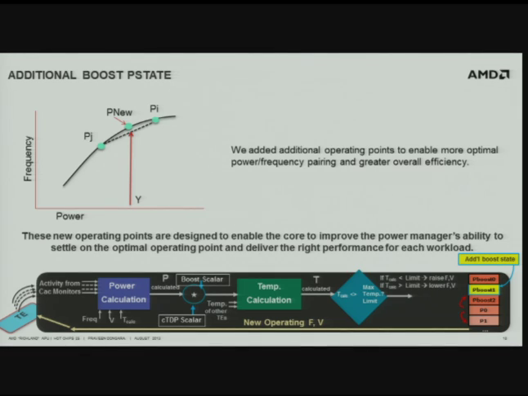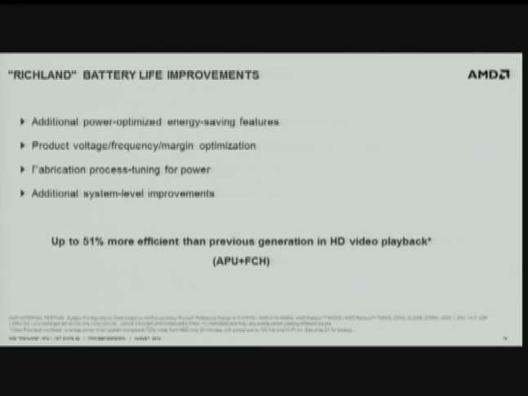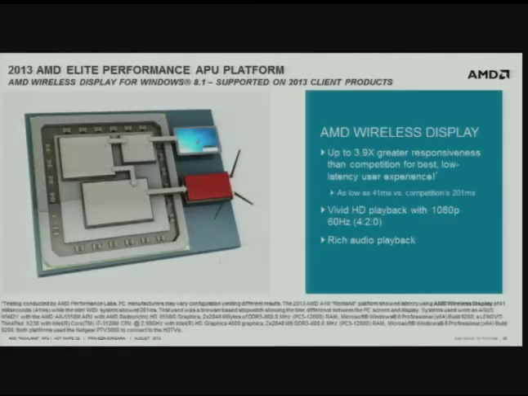Okay, additional boost P state, I believe I've already covered it. So we have added an additional boost P state, which provides us a lot more flexibility in terms of how we efficiently hit a particular power value. Okay, battery life improvements using voltage frequency optimizations and also the process tuning tweaks that we have done. The battery life has improved on Richland over the previous generation product. Special mention to the HD video playback, the efficiency has improved by as much as 51%.